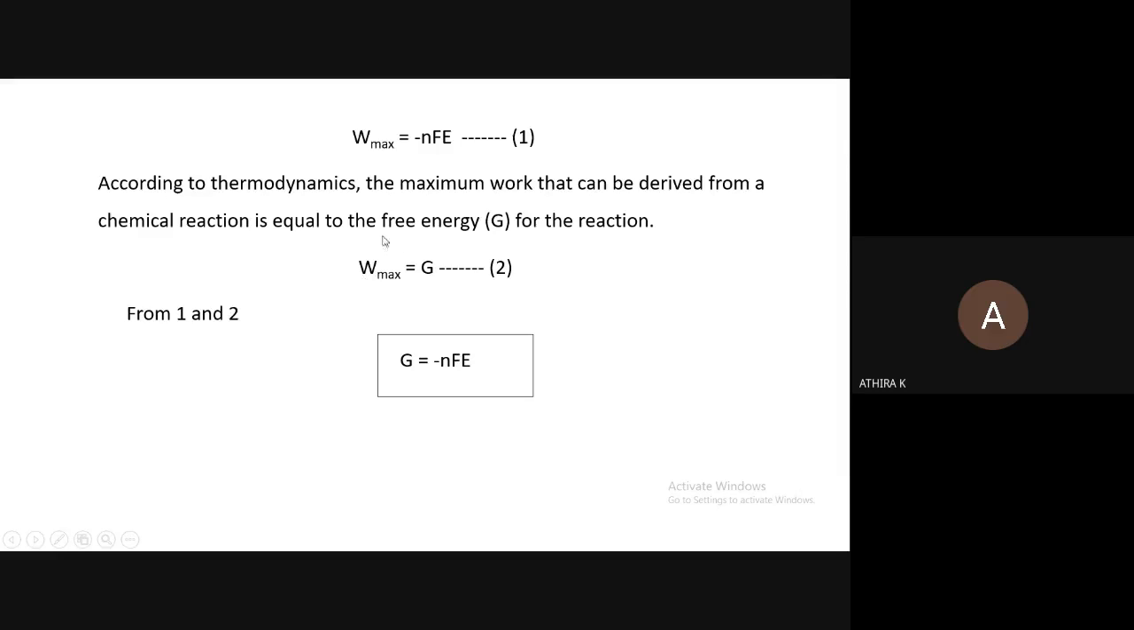Maximum amount of work that can be derived from a chemical reaction, W max, is equal to G, which is the free energy of the reaction. So from 1 and 2, we get G equal to negative NFE. Free energy of the reaction equal to negative NFE. This is the relationship between G and E.